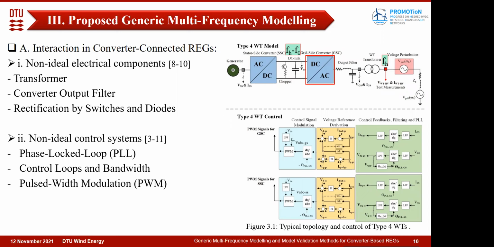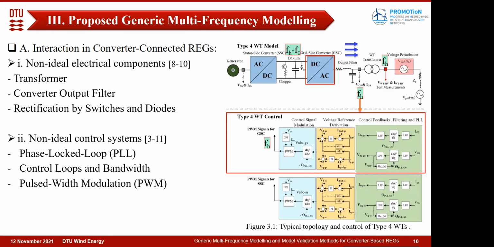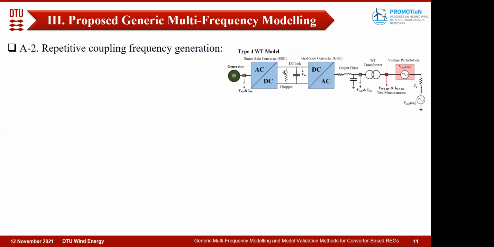And the second part is the control. Since the control system of the converter gets feedback from the voltage and current, the frequency component can flow into the control and interact with the PLL and also the control loops. And then in the end, it can appear in the control reference of the converter. And then this interaction will be fed back into the system in different forms. So this is a summary.